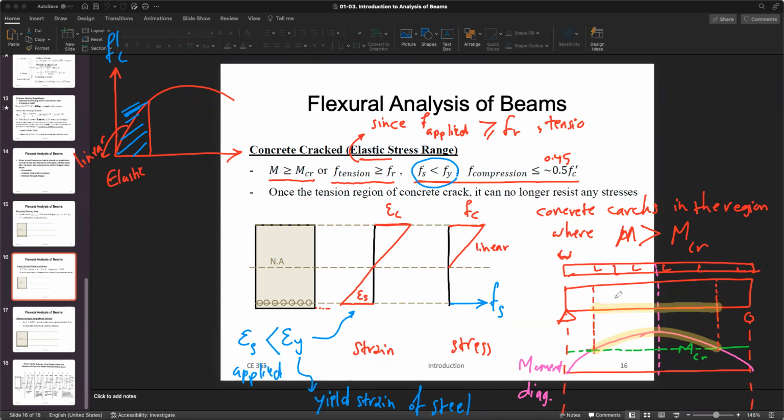This region here. Because why I'm showing it at the bottom, because that's the tension side. All right, that's the first thing I want to say here. But you are good on the left and right because your applied moment is less than your threshold of cracking. All right, okay. So let's see.